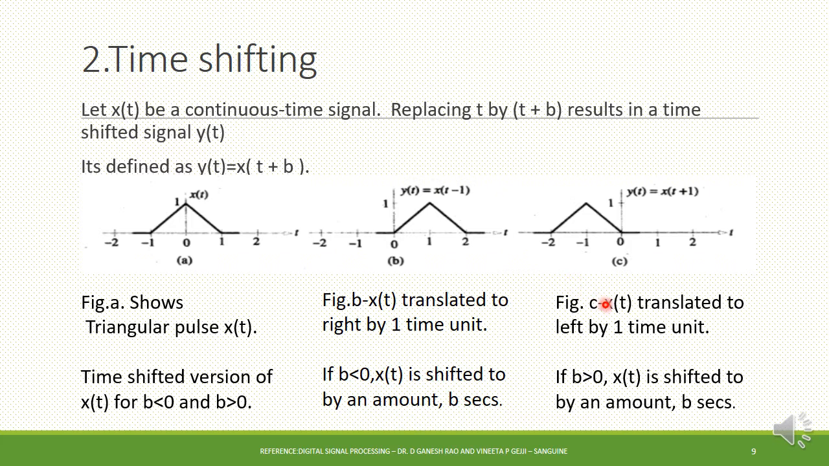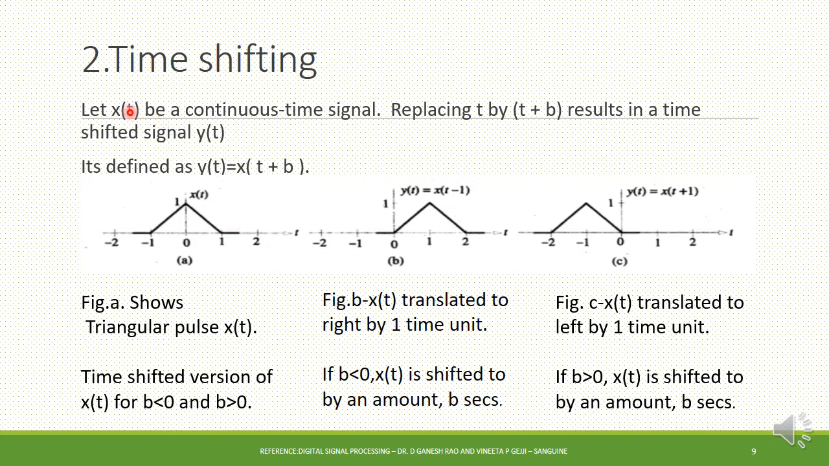Let us revise the time shifting once again. What is time shifting? This is a simple triangular pulse. If we want to shift to the right, then the b value should be less than 0. If we want to shift to the left, then the b value should be greater than 0. That is the simple concept in time shifting.